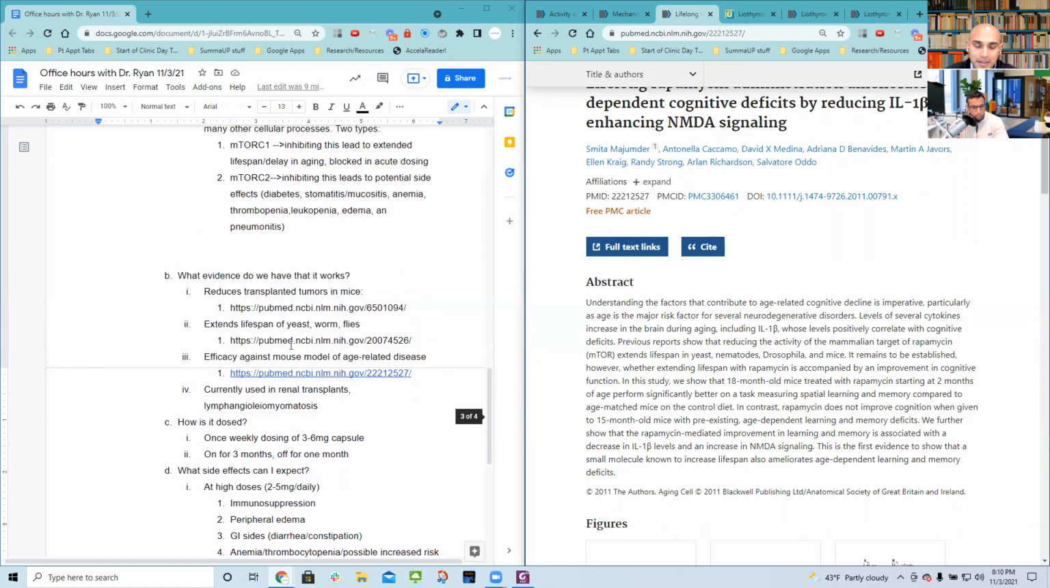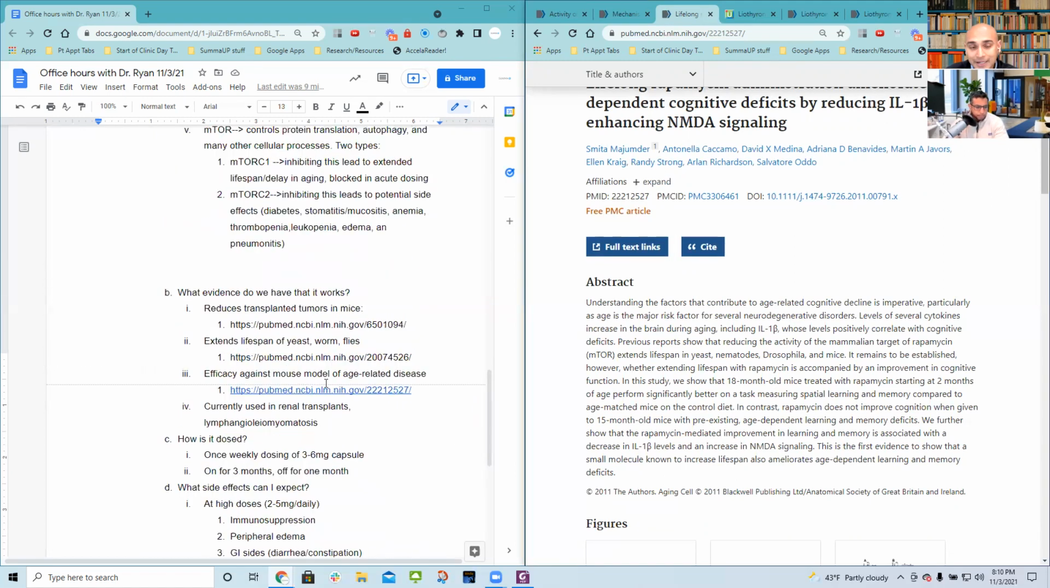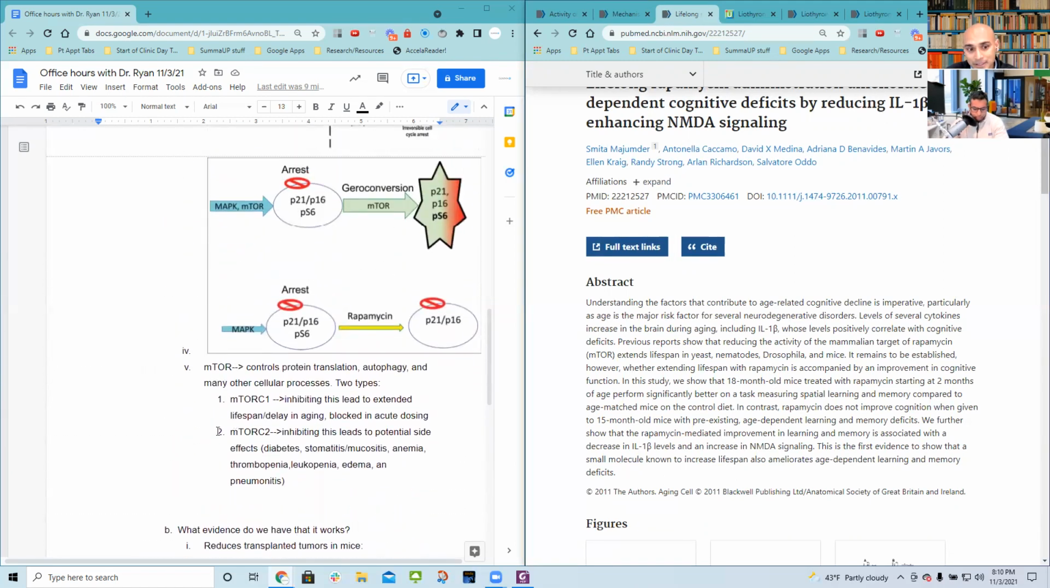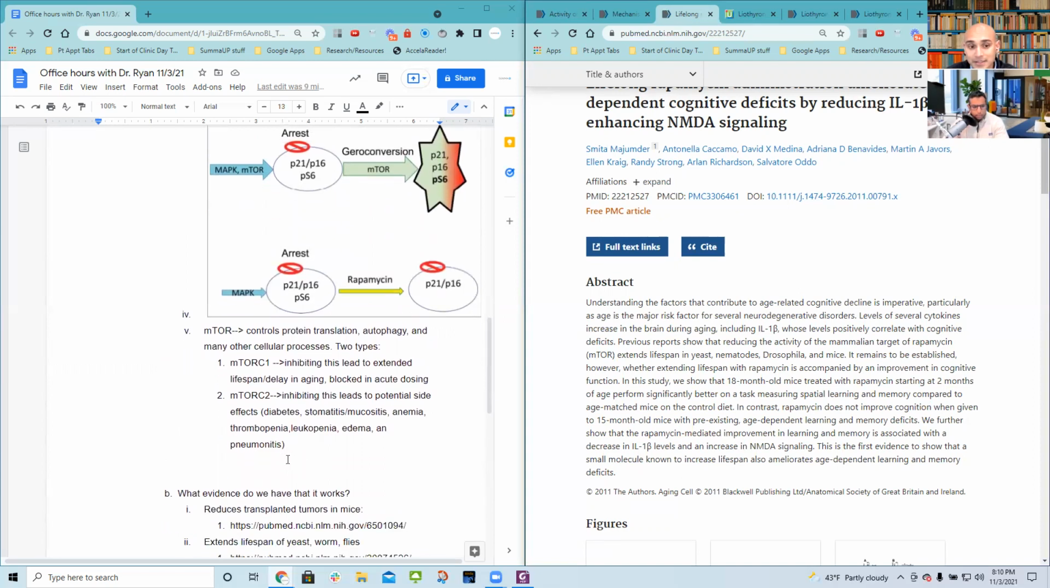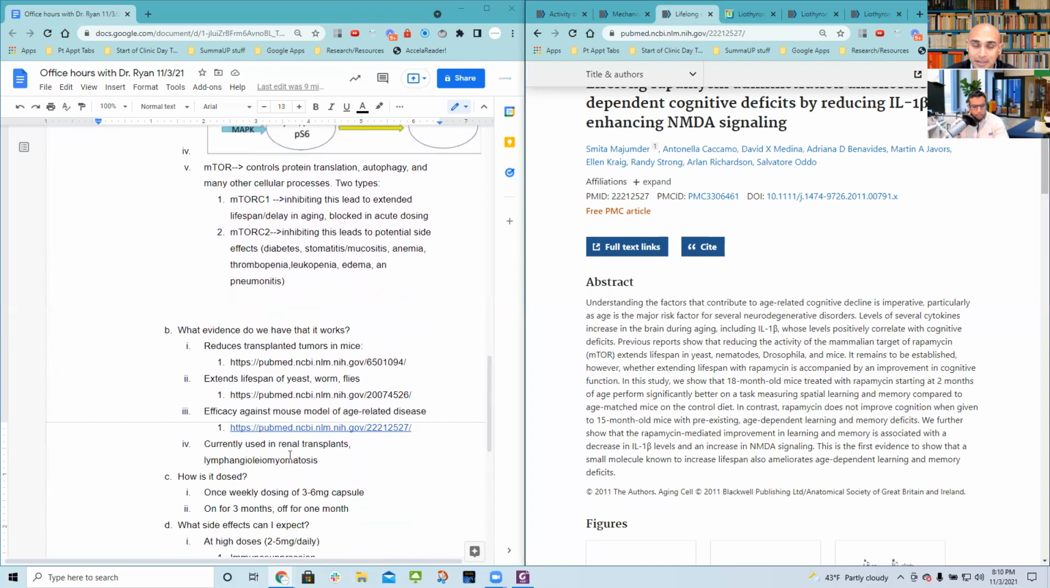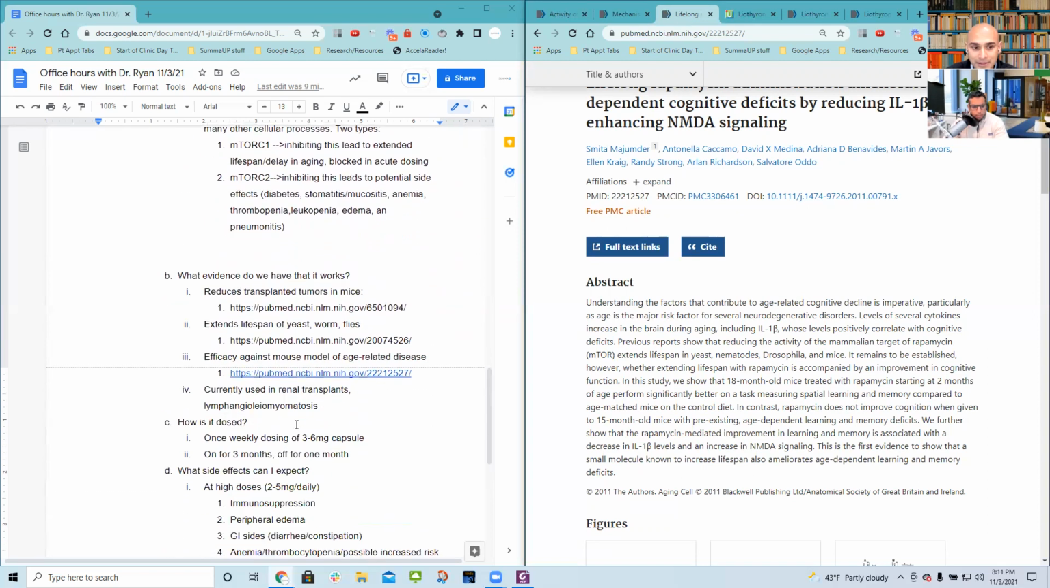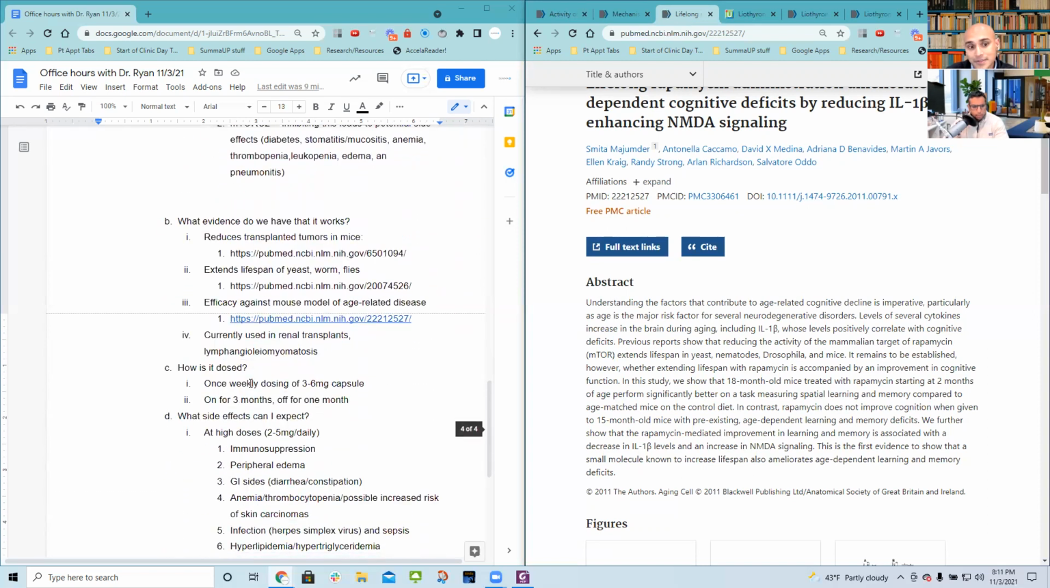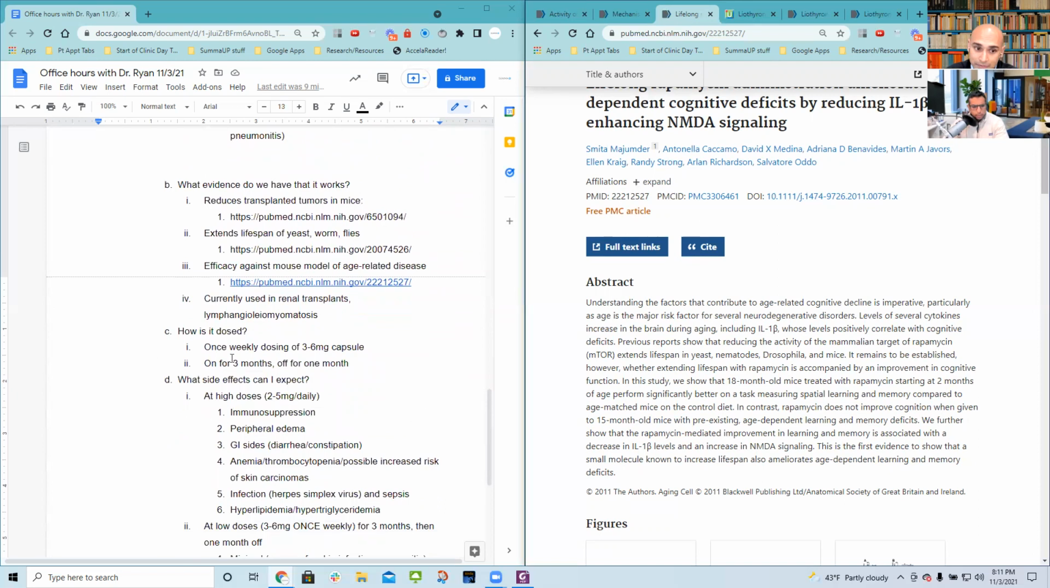Okay. As I mentioned, at higher doses, we have to be worried about mTORC2 inhibition, because that seems to cause a lot of the side effects associated with rapamycin. So for anti-aging purposes, it seems that once weekly dosing of 3 to 6 milligrams is appropriate, and you want to go on for 3 months, off for about a month.